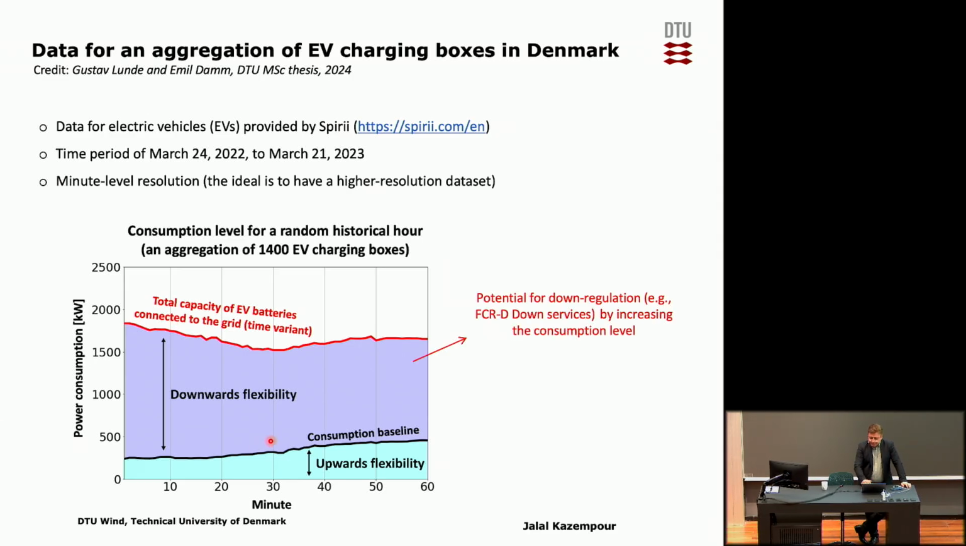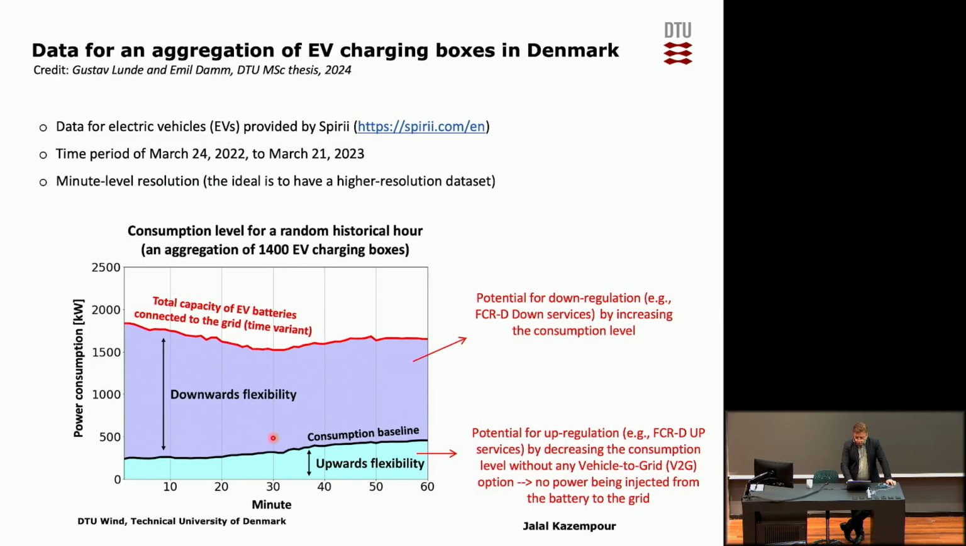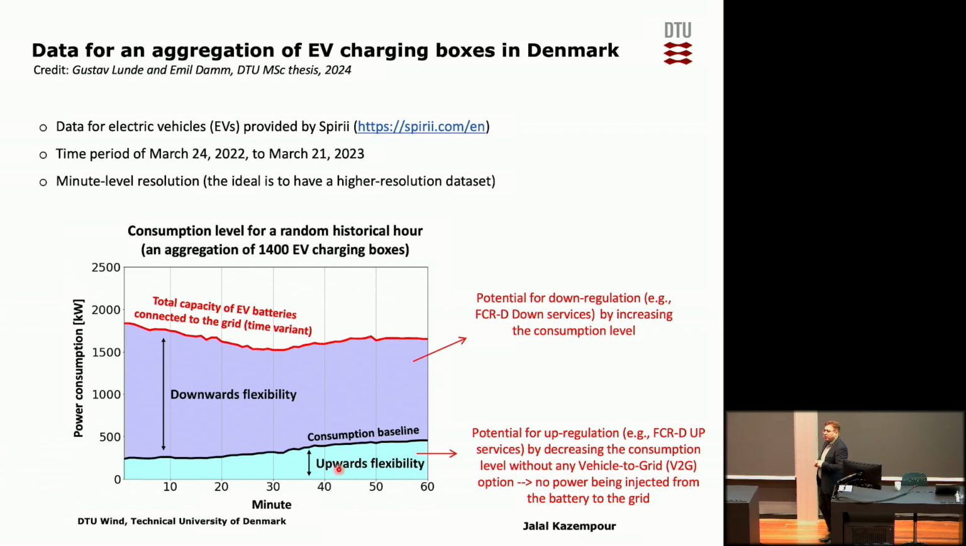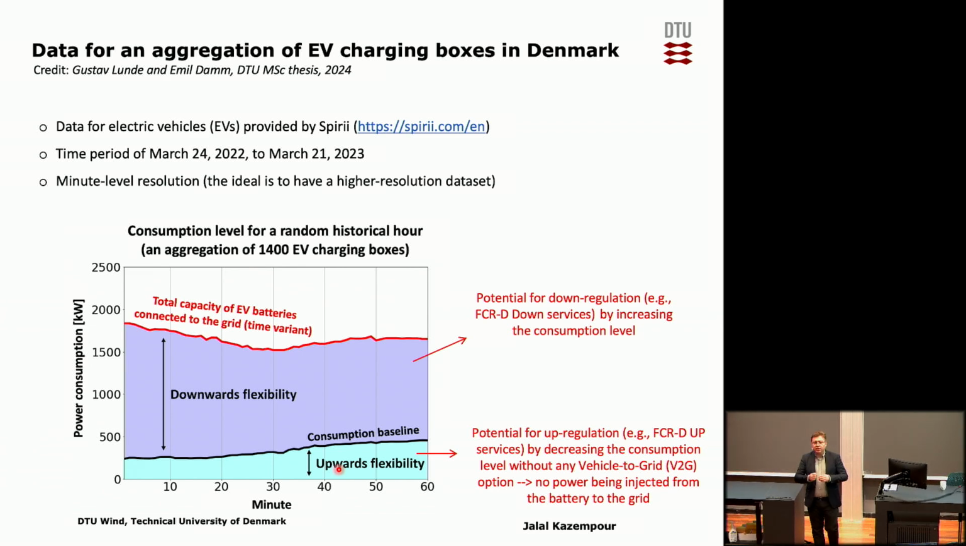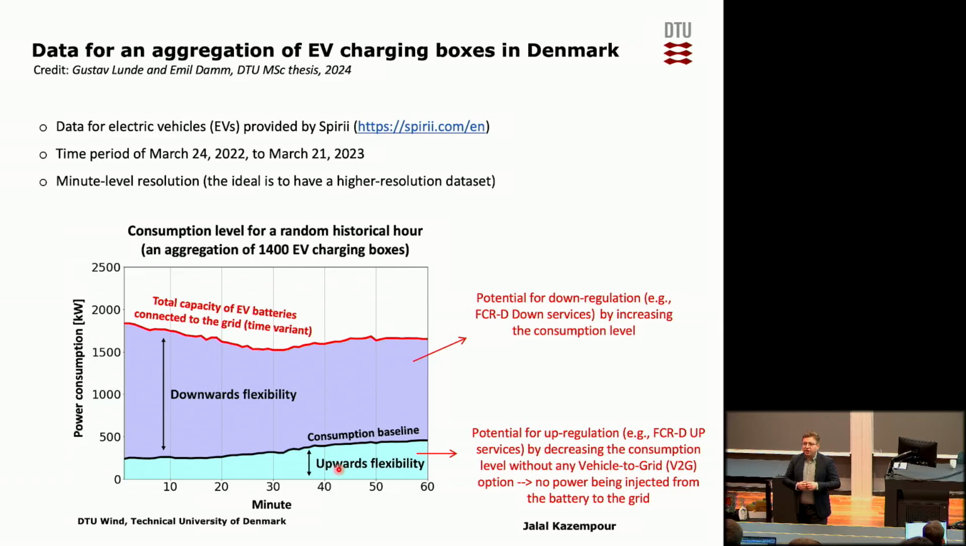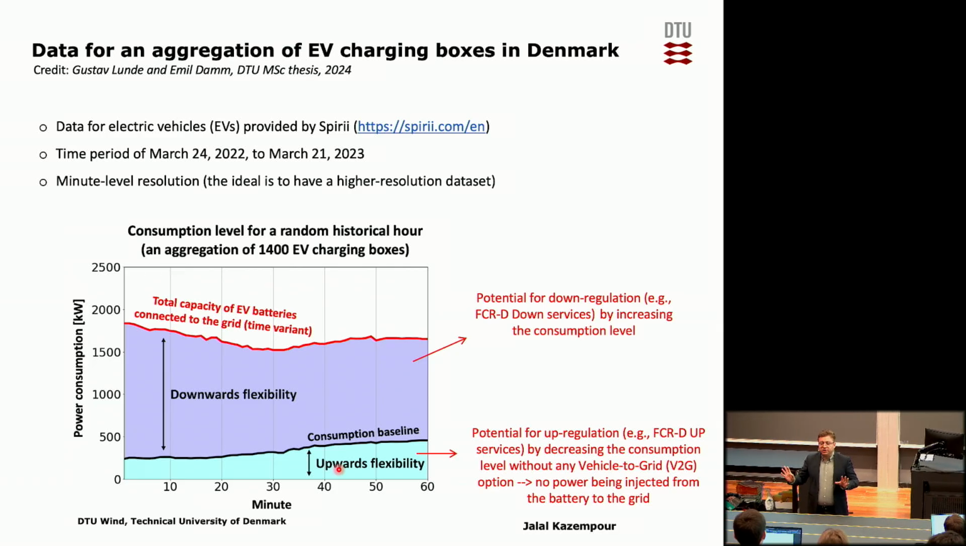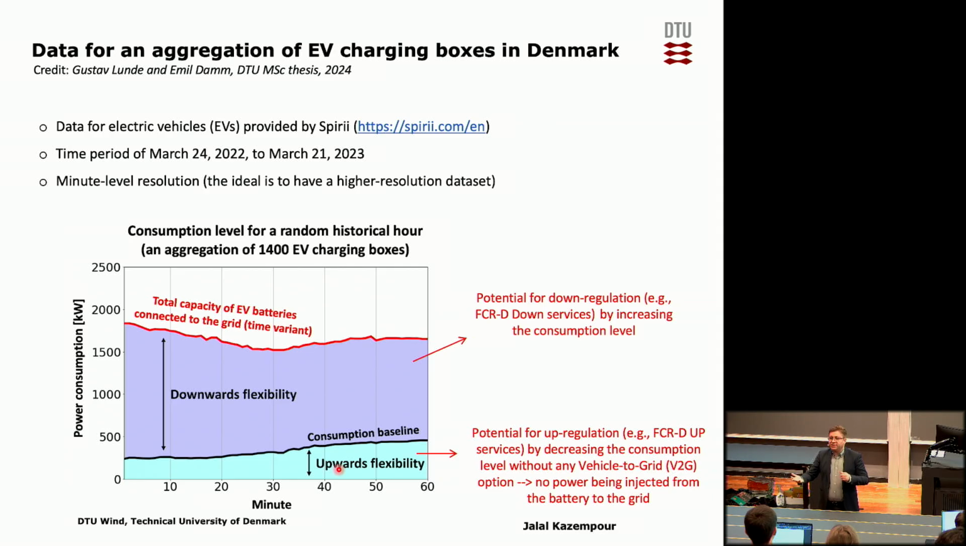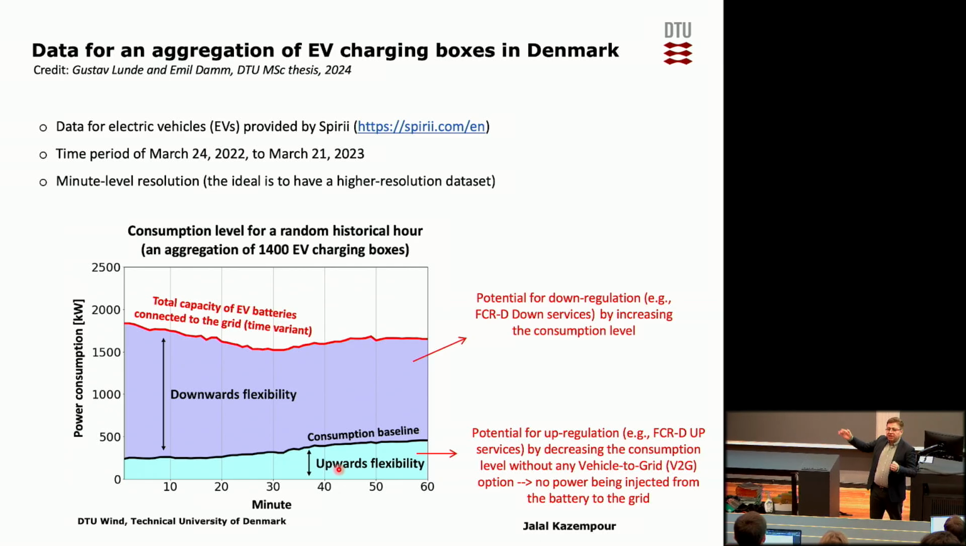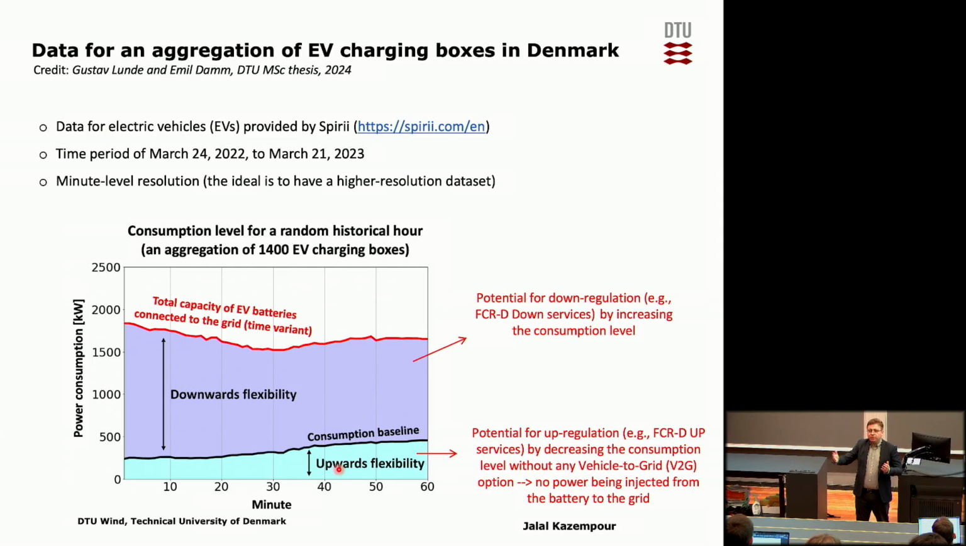So the purple area is potential for downregulation, while the light blue area is a potential for upregulation. And here, the upregulation is only based on reducing consumption. It's not based on V2G. What is V2G? Vehicle to grid. The batteries are injecting into the system. We don't model it in this work. So we provide FCRD upward regulation only by reducing the consumption. If you think of a big industrial plant, it's the same. By reducing the consumption for a moment, you provide upward regulation. Clear?